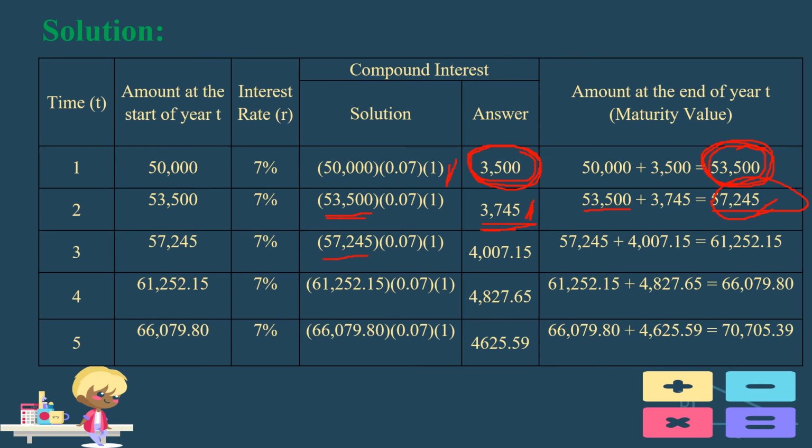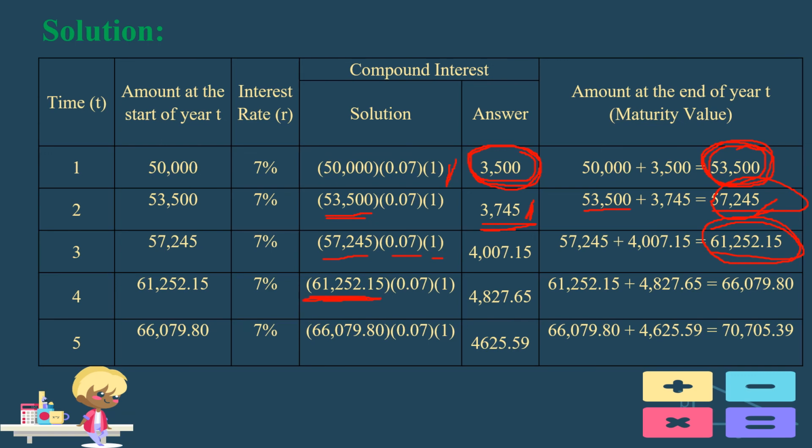So, for the third year, ang tinubo na ngayon ni 50,000 is naging 57,245 times 0.07 times 1. So, the answer is 4,007 and 15 centavos. So, for the second year, 57,245 plus the interest, 4,007.15. So, for the third year, eto na ngayon yung amount. Ang laki, no? From 50,000, 3 years pa lang, 61,000 na siya. And more. Then, compounded interest pa rin siya. Ayan, within 3 years, eto yung money, amount of money.